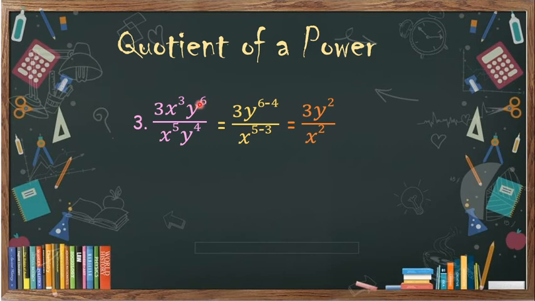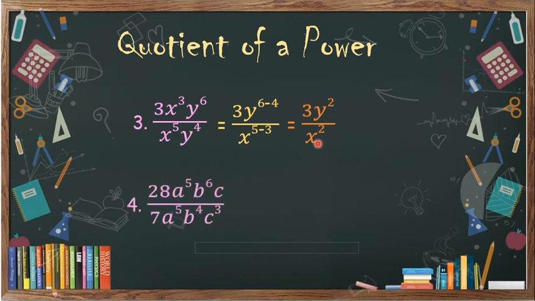Since 6 is above, your variable y follows the position of the numerator. And then here, the highest value of the exponent is in the denominator. So you write the variable in the denominator so you can get a positive exponent. So that is already the final answer.